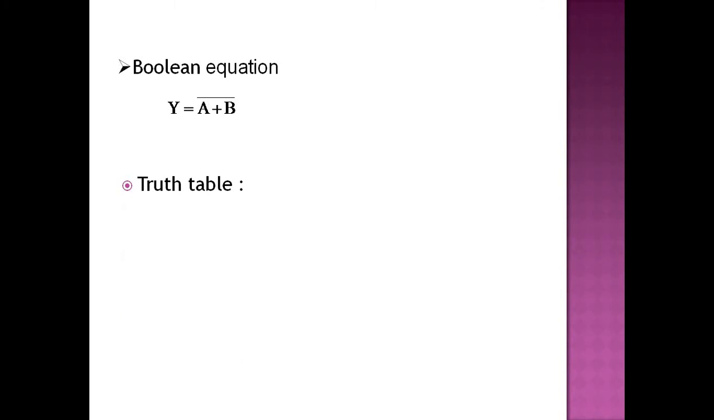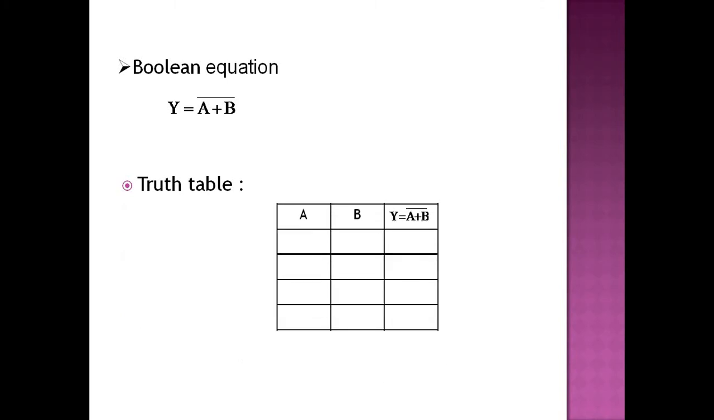Now we focus on the truth table. Again the truth table has two inputs A and B, and the output Y is equal to (A plus B) complement. We apply A equal to 0, B equal to 0. 0 plus 0 becomes 0 and its complement becomes 1. So the output Y is 1. For the next combination we put A equal to 0, B equal to 1. 0 plus 1 becomes 1 and its complement becomes 0. So Y is equal to 0.